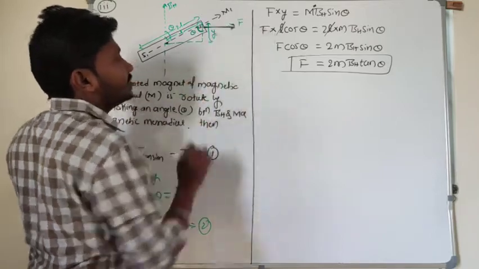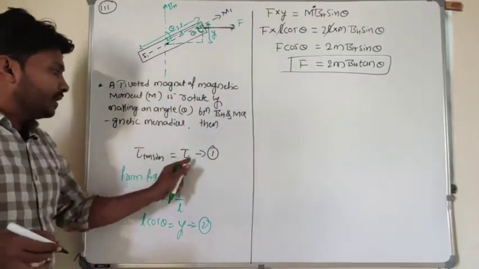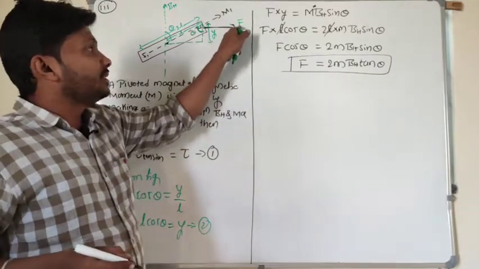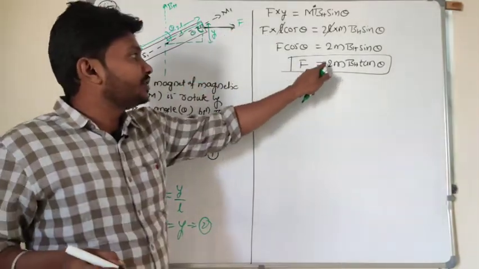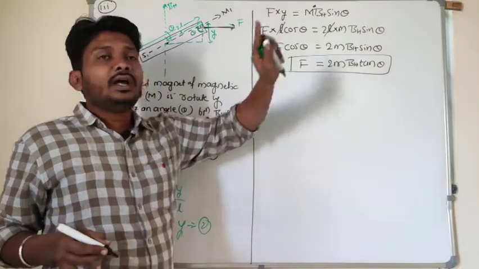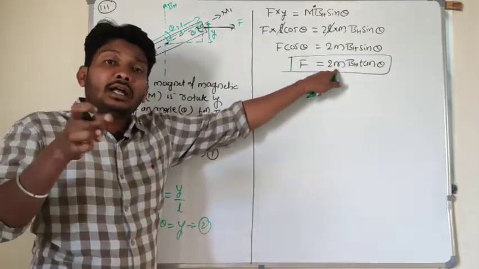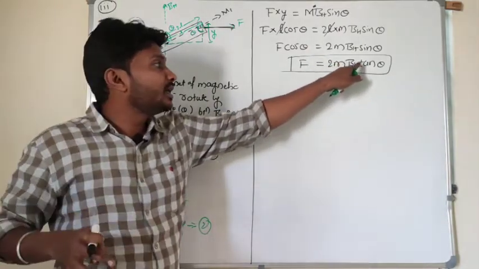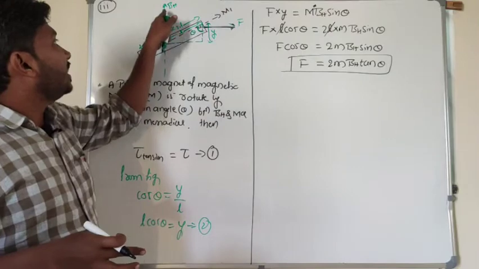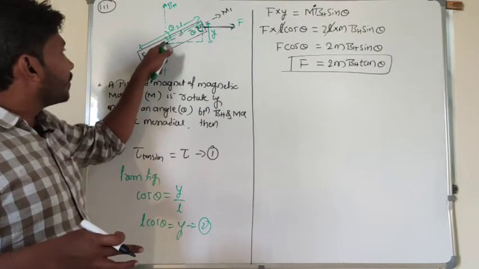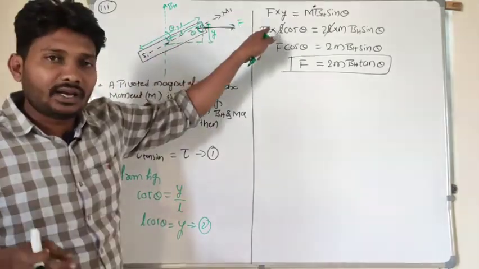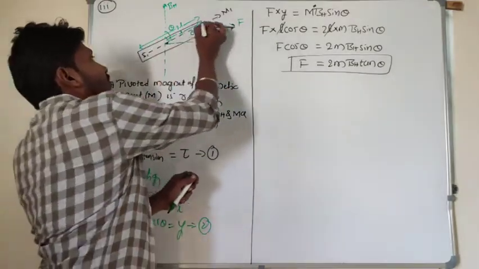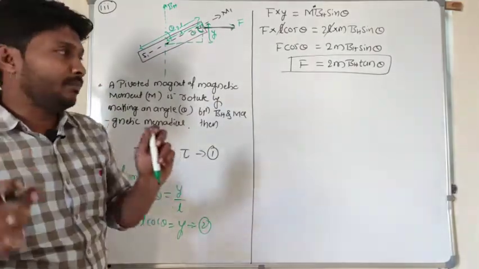Then the tension in the string is equal to the torque acting on the magnetic dipole. Here the force experienced by this string, I can take as F, which is equal to 2m into B_H tan theta, where small m represents the pole strength. Here B_H represents the horizontal component of the earth's magnetic field, where theta represents the angle between this horizontal component of the magnetic field and the magnetic meridian. The magnetic meridian means the imaginary line from south to north direction of the magnetic dipole, right?